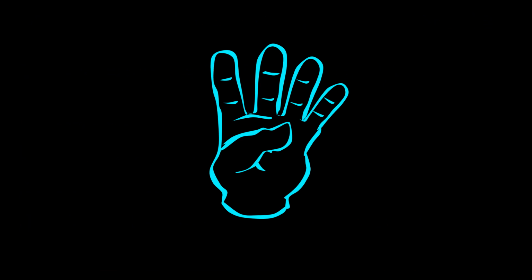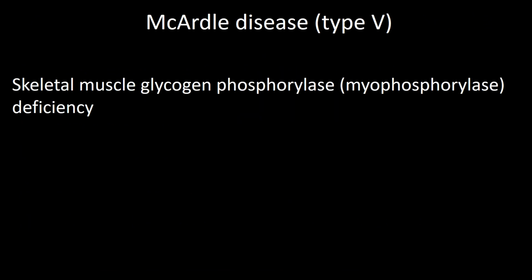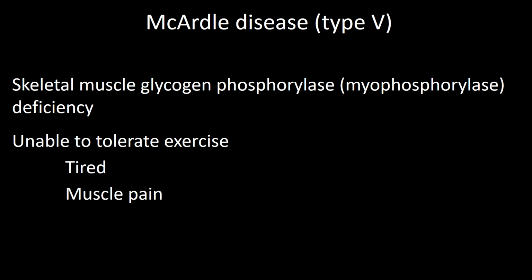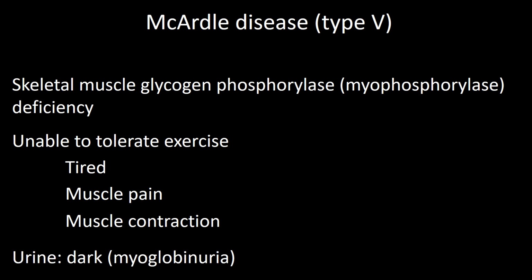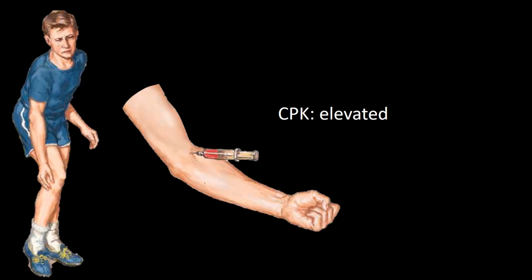The fourth condition is McArdle's disease. This condition is due to skeletal muscle glycogen phosphorylase, called myophosphorylase, deficiency. Patients with this condition are unable to tolerate exercise. They tire easily, develop painful muscles, and involuntary contractions. During the episode of muscle contraction, urine turns dark due to the presence of myoglobinuria. CPK is elevated during the episodes.